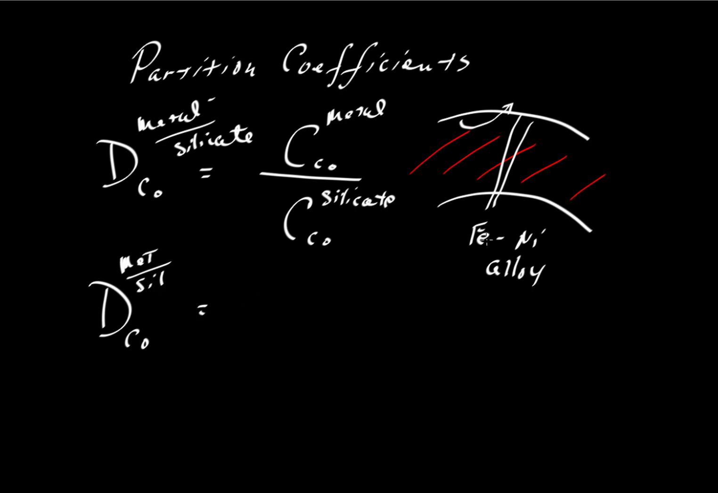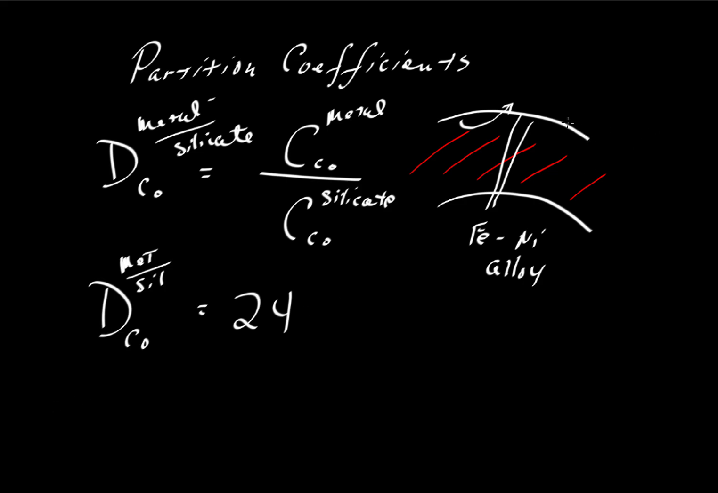And if we do some experiments where we let silicate minerals equilibrate with an iron-nickel alloy and we dump some cobalt into that mixture, we might find out that the partition coefficient or the distribution coefficient is equal to 24. So we know this from experiment. So what can we do with that?